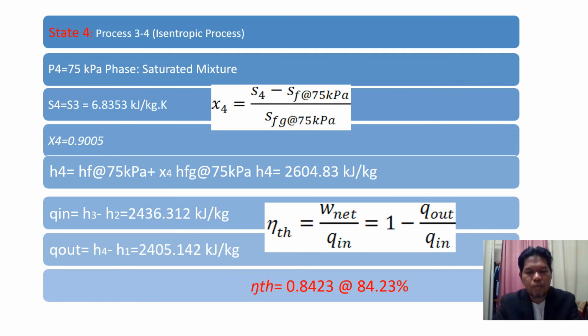To get the thermal efficiency, we use the formula: thermal efficiency equals net work divided by Q in, equals 1 minus Q out divided by Q in. The value of thermal efficiency for the system is 0.8423 or 84.23%.